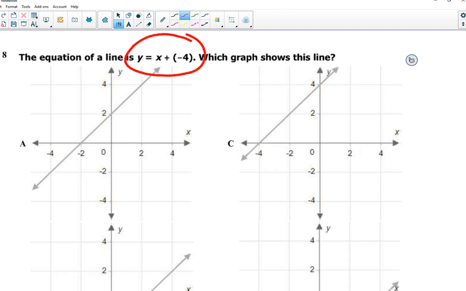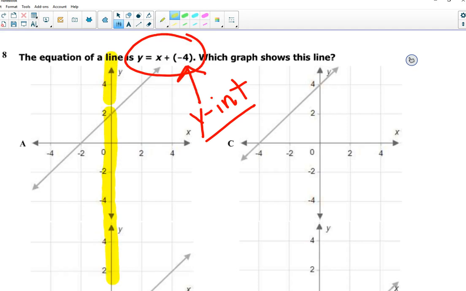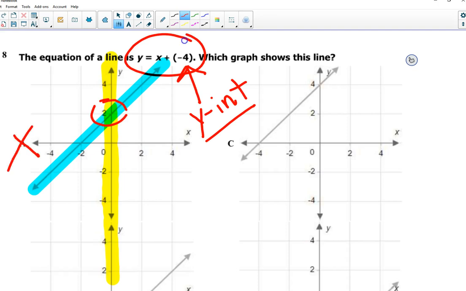You see how this says y equals x plus -4? What is the -4? That's our y-intercept. So you simply look at the graph for where it hits y, at -4. So I'm going to take my highlighter and take this one. Does it hit at -4? No. What's the y-intercept for this one? 2. The y-intercept for this is 2. So that's not right. Do you guys see? Does that make sense? So look at the second one.